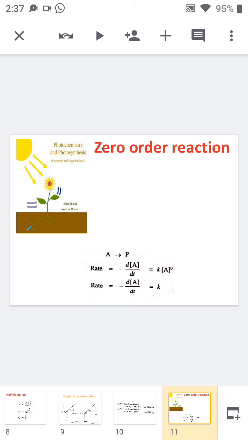I hope that you understood this: the half-life of second order, graphical representation of the second order, unit of the second order reaction and general characteristics of the second order reaction. Then the integrated rate expression for the third order, half-life of third order reaction, some of the examples of the third order reaction and general characteristics of third order.